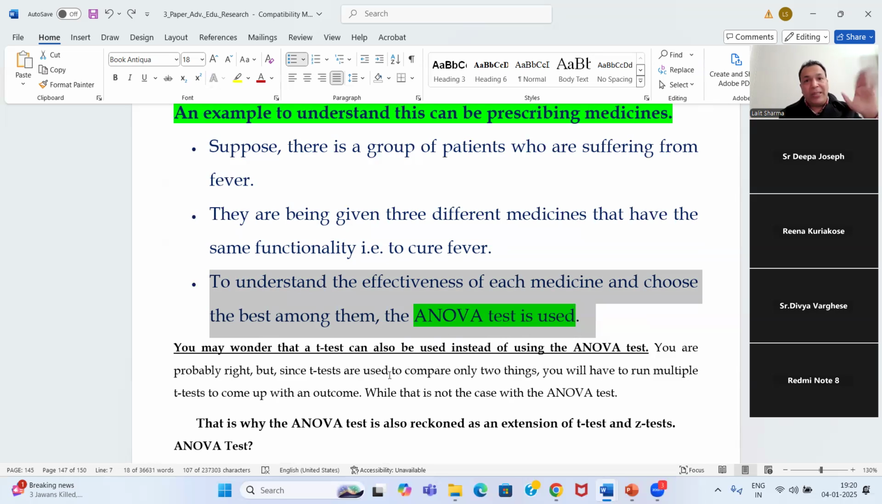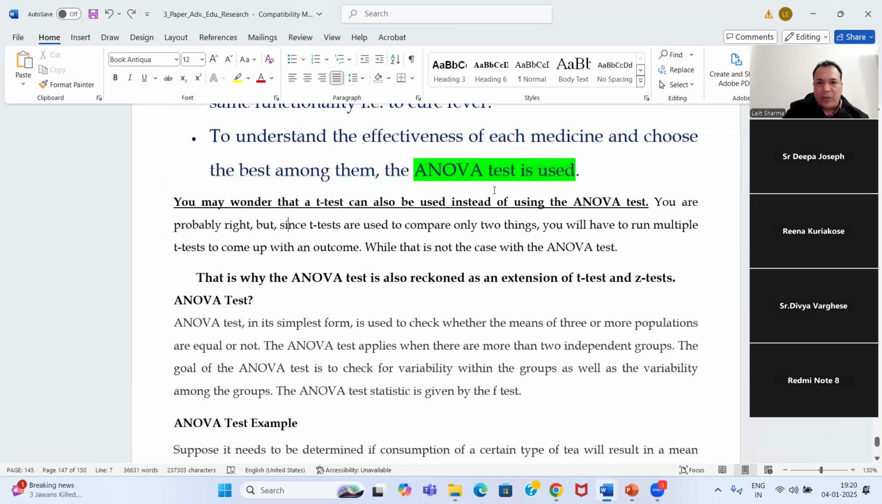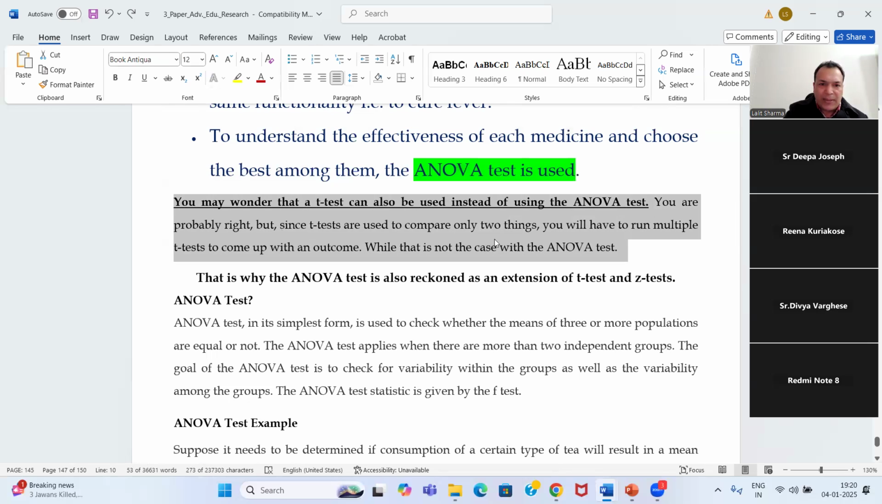So when we have to find out this type of situation, okay, with various groups, we want to know which student is better, which class is better, which group is better from the many different groups. Then we use the ANOVA. Okay, so I think ANOVA is clear to you. You may wonder that a t-test can be used instead of the ANOVA test. You are probably right, but since t-tests are used to compare only two things, you will have to run multiple t-tests to come up with an outcome, while that is not the case with the ANOVA test.